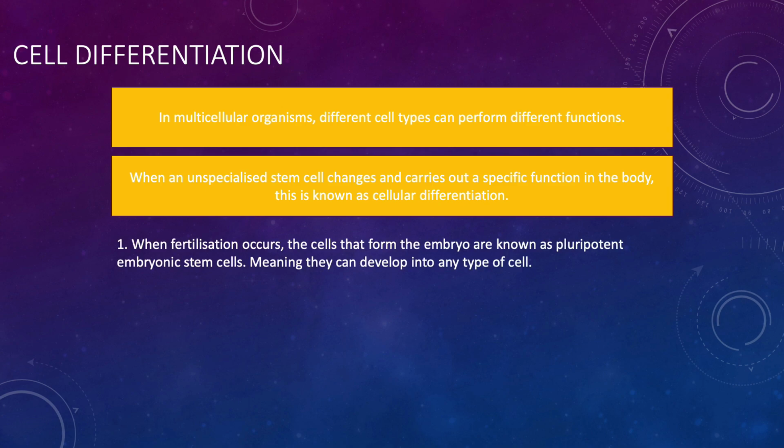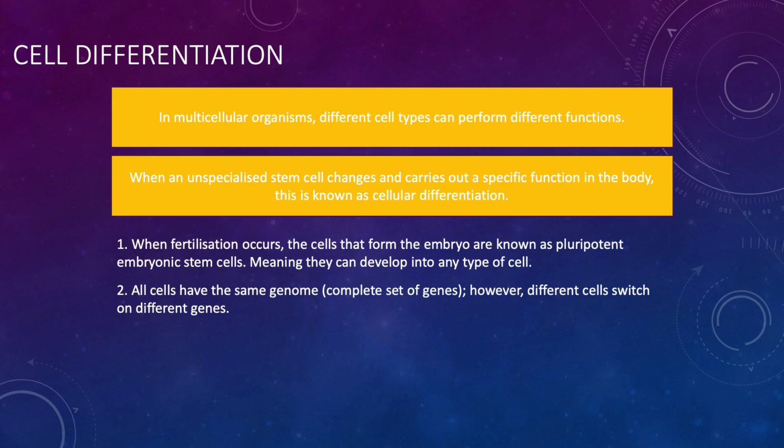So the first thing that occurs in cellular differentiation is when fertilization occurs, the cells that form the embryo are known as pluripotent embryonic stem cells. This type of stem cell is able to develop into any type of cell.